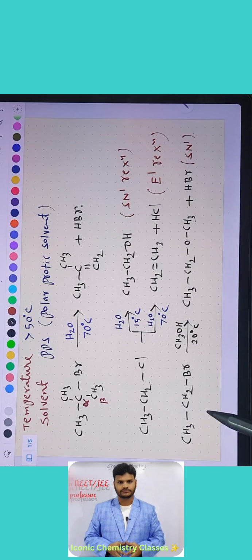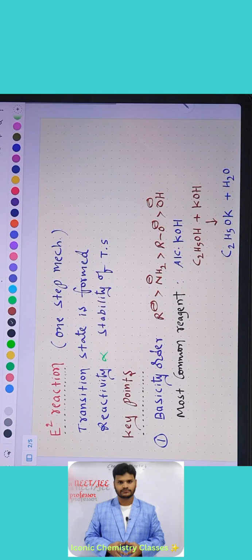Next. CH3CH2Br reacts with methanol at 20 degrees Celsius. You tell me, is it E1 or SN1? 20 degrees Celsius means SN1. That's the reason you will get a substituted product, not alkene. You will get ether here. Clear? Next, E2 reaction.